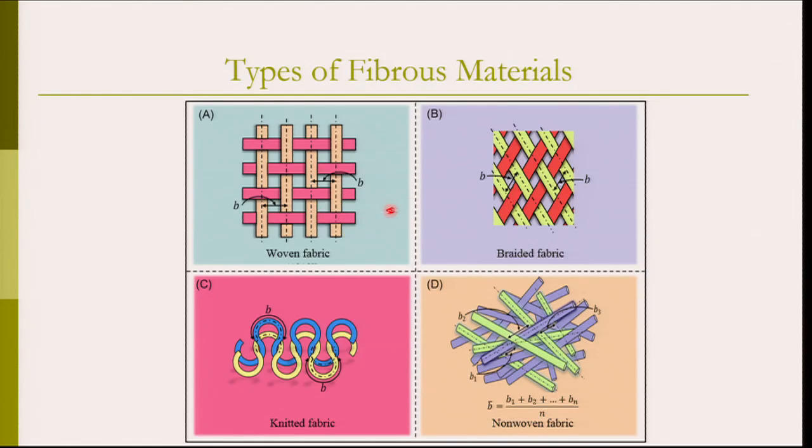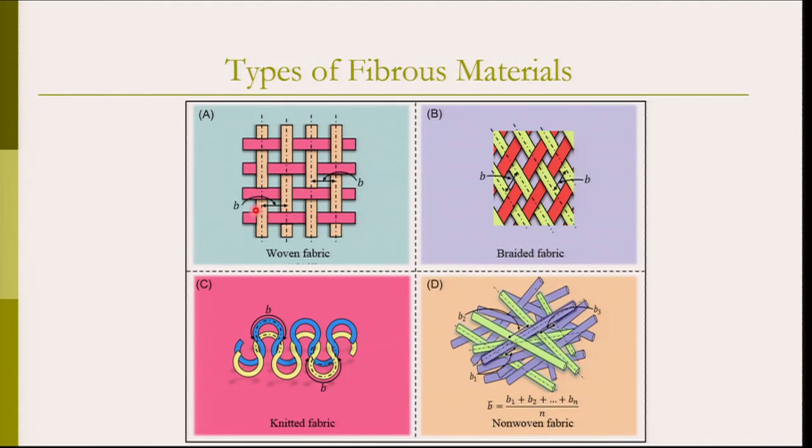As we discussed in the first part of the lecture, there are 4 different kinds of fibrous materials or 4 different kinds of fabrics. As you can see, A is a woven fabric, B is a braided fabric, C is a knitted fabric and D is the non-woven fabric. And you can see that A, B and C fabrics are regular structures, where the distance between the consecutive yarns is quite regular and is quite fixed.